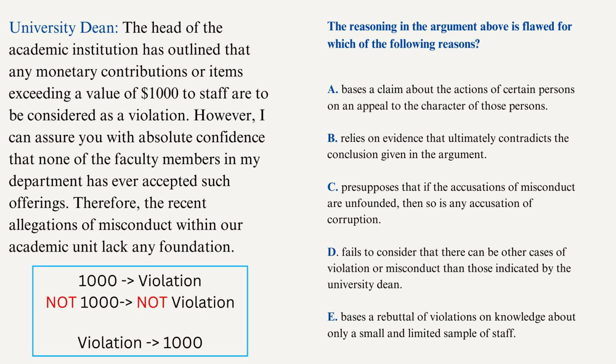And I mapped out the logic on the bottom left. And if you see, looking at the middle part, if you take the contrapositive, so once again, flip and negate it, it goes from no violation to no 1,000. And you can see they're treating the 1,000 as a sufficient condition and later on as a necessary condition. But with that said, D is saying something slightly different. But even though it's different from that, it's the same idea. And the reason why is because they think the 1,000 is a necessary condition for violations. They fail to consider that there might be other things that could potentially cause a violation.